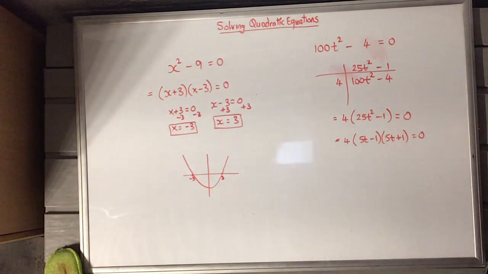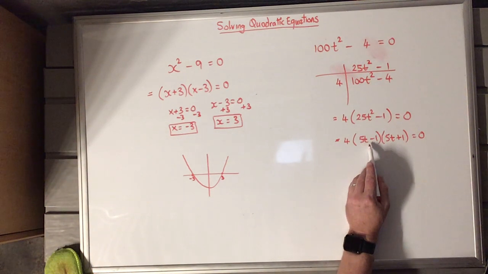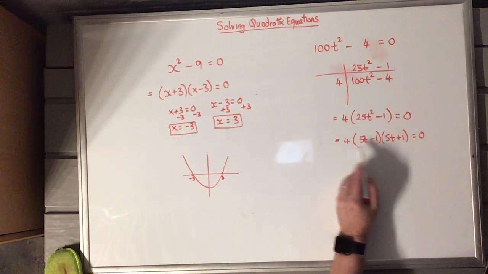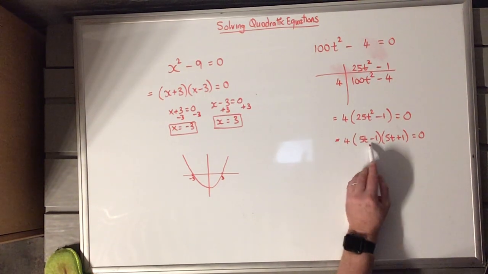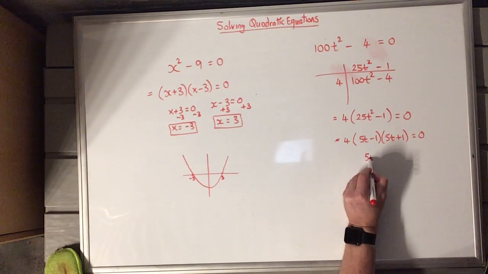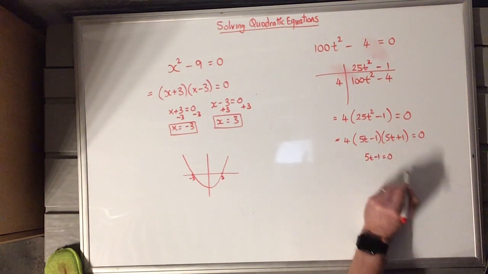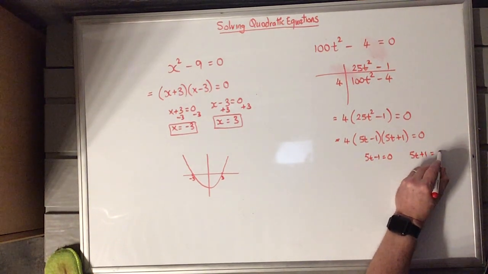So we have to solve that. Either this bracket is equal to 0 or this bracket is equal to 0. The 4, we can't do anything with it. 4 will never be 0 because 4 is 4. So it's only to do with the 2 brackets, we don't really need the 4. So 5t minus 1 must be equal to 0, or 5t plus 1 must be equal to 0.